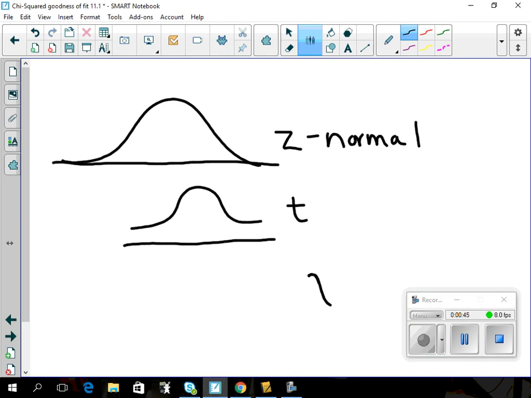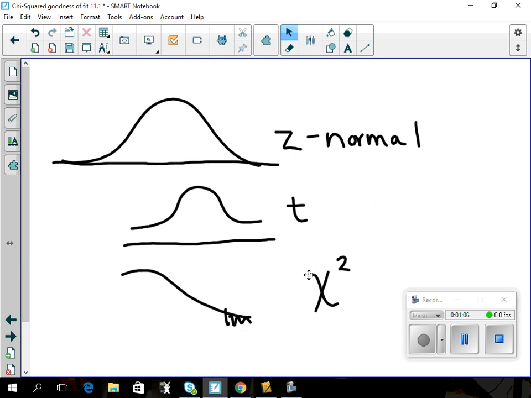The new distribution that we're going to talk about is something called a chi-squared distribution. It is not unimodal and symmetric. It is skewed right. It is a skewed right distribution. And we will always be looking at probabilities in the right tail. Okay, that's just something interesting to know. There will not be a two-tailed test here. It will just be looking at probabilities in the right tail in terms of the shape of the distribution.